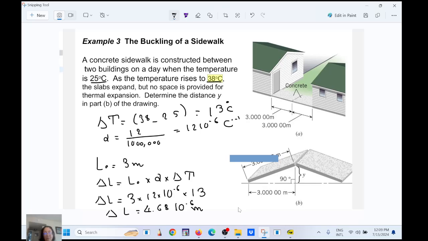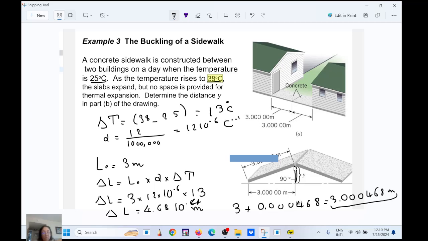So the final length here will be 3 plus 0.0000468. So let's see. No, that's a 4 here. Okay, 1, 2, 3, 4. So it's going to be 3.0000468 meters here. So you say, okay, that's nothing, right? Looks very tiny. If you convert that to centimeter, it's going to be 0.0468. It's nothing.